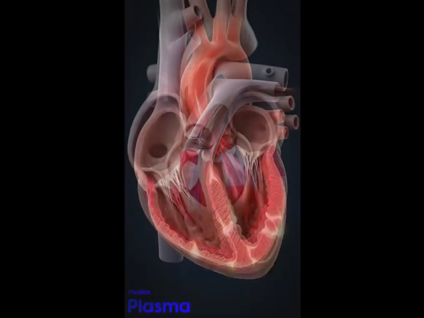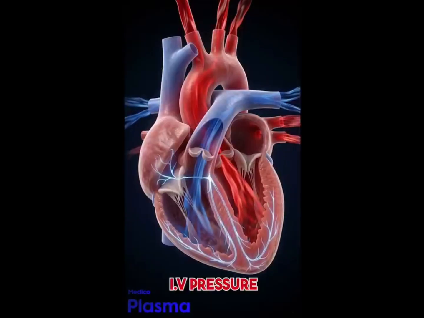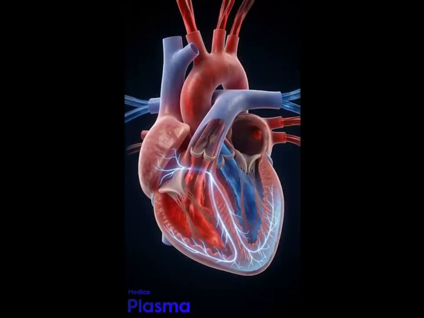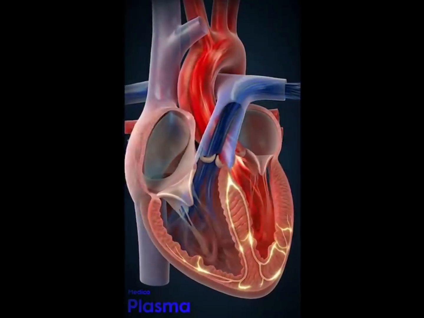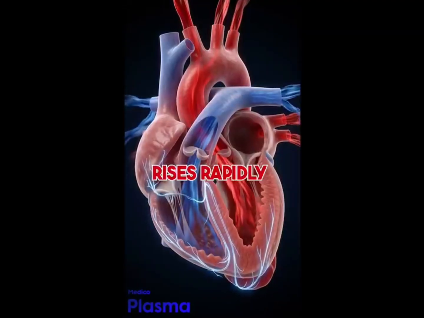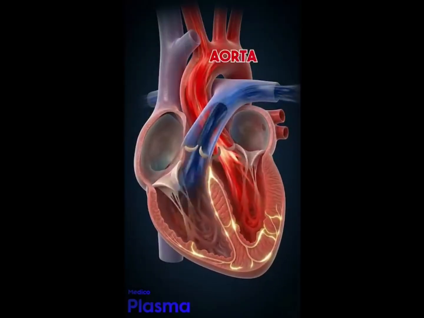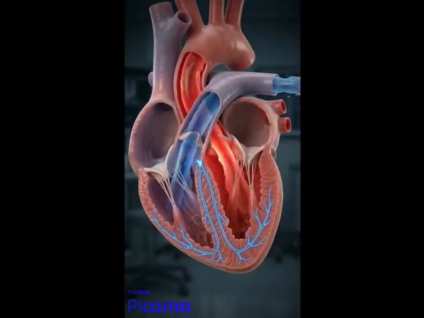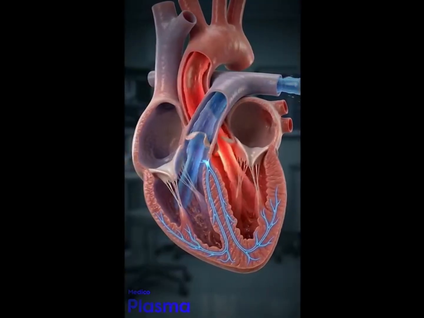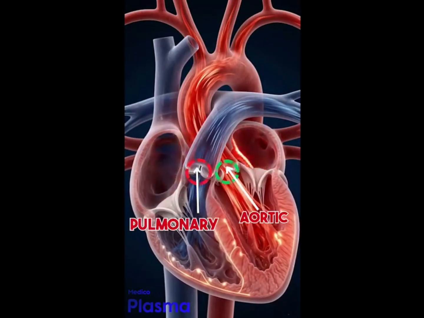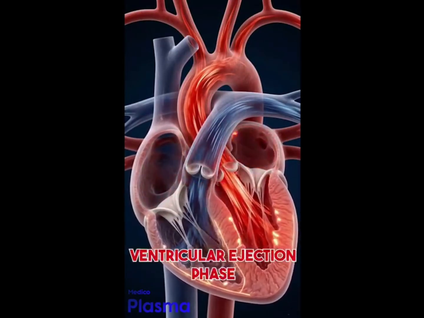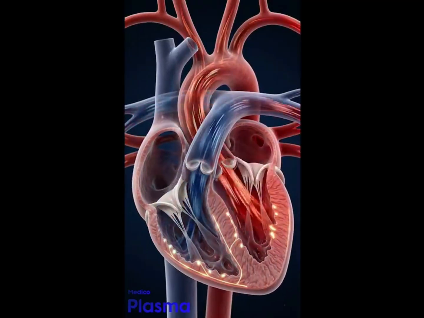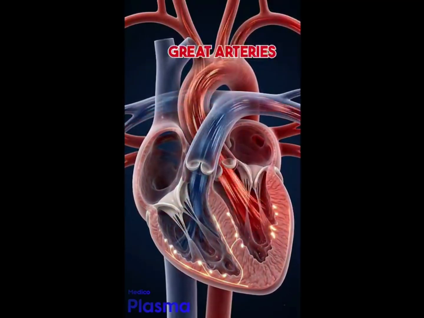Ventricular systole marks the precise conversion of intraventricular pressure into effective arterial blood flow. As ventricular contraction continues, the pressure inside the ventricles rises rapidly and soon exceeds the pressure in the aorta and pulmonary trunk. This pressure difference causes the semilunar valves, the aortic and pulmonary valves, to open, marking the beginning of the ventricular ejection phase. Blood is then ejected forcefully from the ventricles into the great arteries.